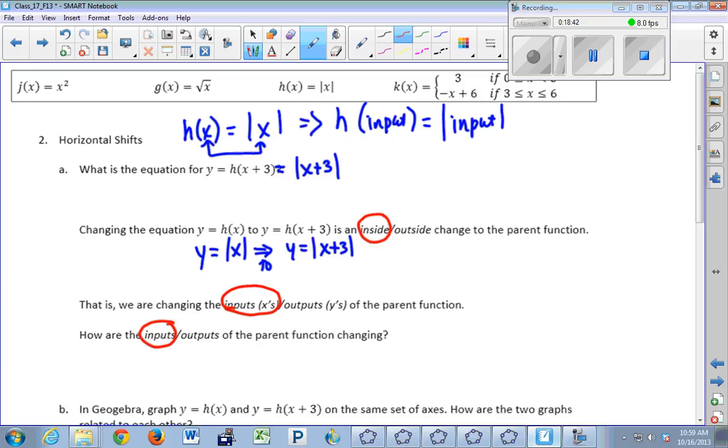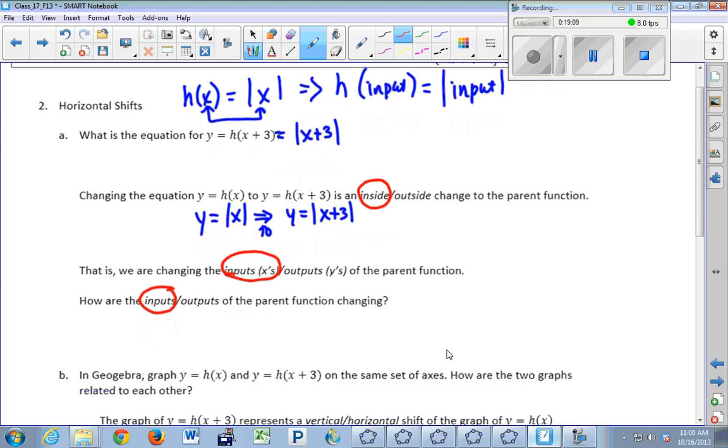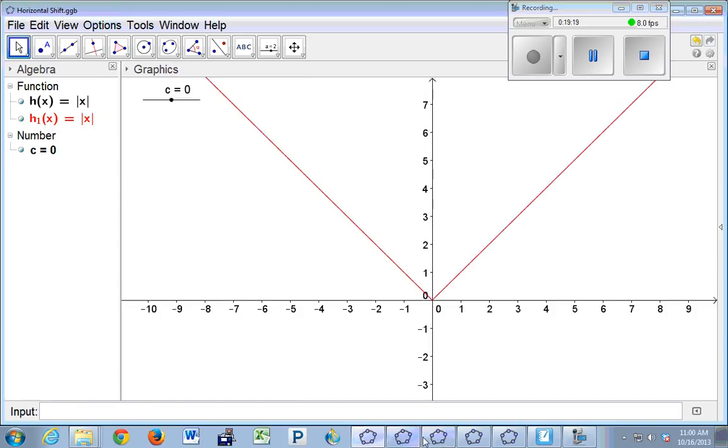My inputs have become what? Here's my original input, here's my new input. What's happened to my inputs? Well, it's not absolute value, it's just my input's been increased by 3. That's all. Okay? So my input's been increased by 3, so how's that going to change my graph? So make a guess of what you think is going to happen to the absolute value. Where is it? There it is.